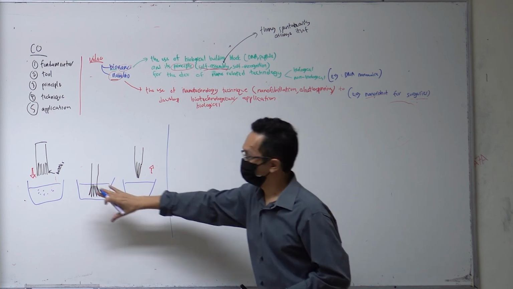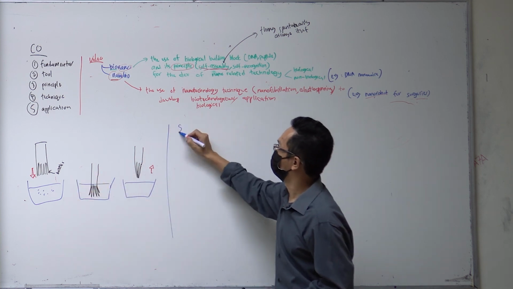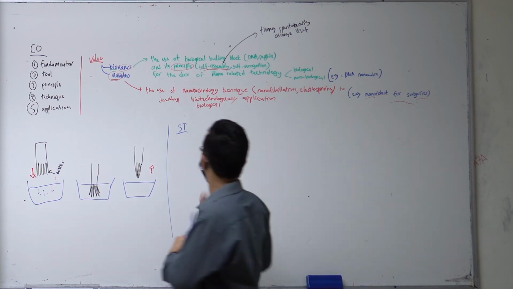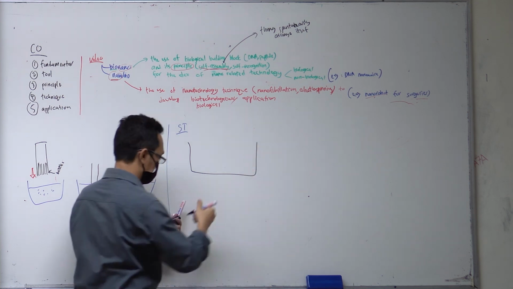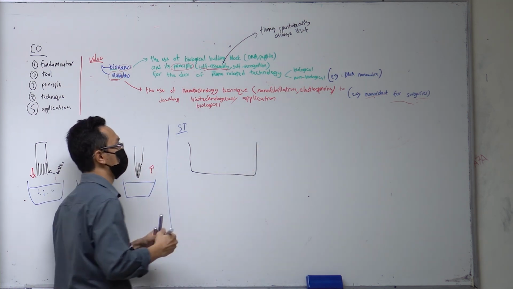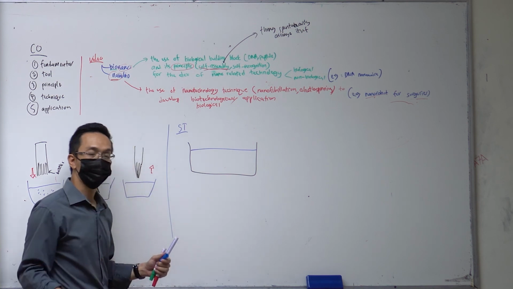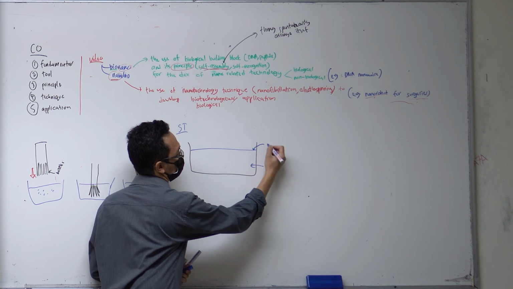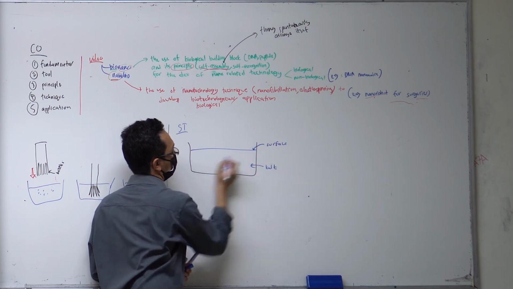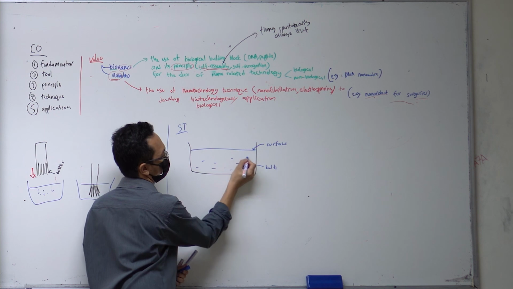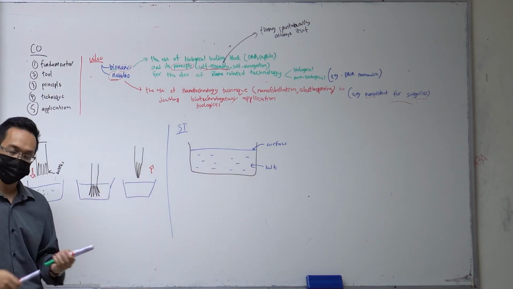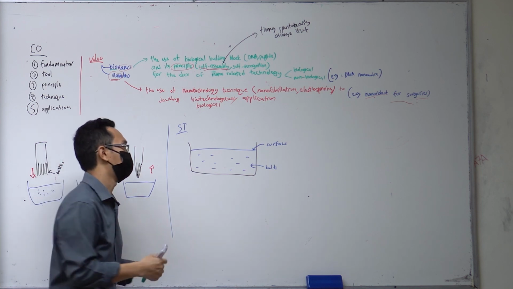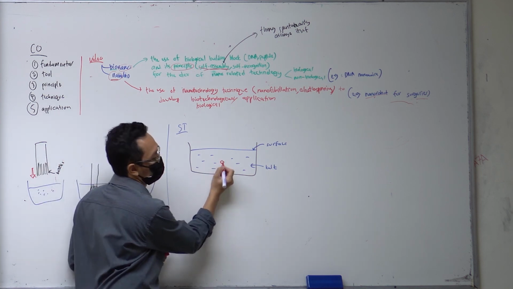Before I discuss this, let's understand a little bit about surface tension. If you have a beaker like this, and then you put water inside, you have a water molecule in the bulk. So this is what we call in the bulk, and this is what we call on the surface. Imagine this is water. There is a lot of water inside the bulk, meaning there are water molecules here, and so on. Let's say this is one water molecule here.